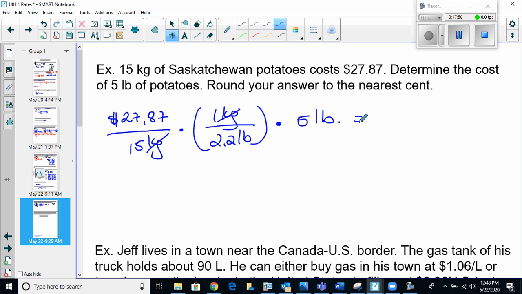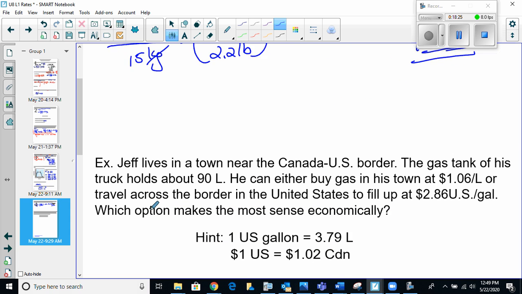So 27.87 divided by 15, and this is divided by 2.2 and multiplied by 5. This will be 4 point, rounded to the nearest hundredth, 4.22 per 5 pounds. This is how much money you have to pay for 5 pounds.